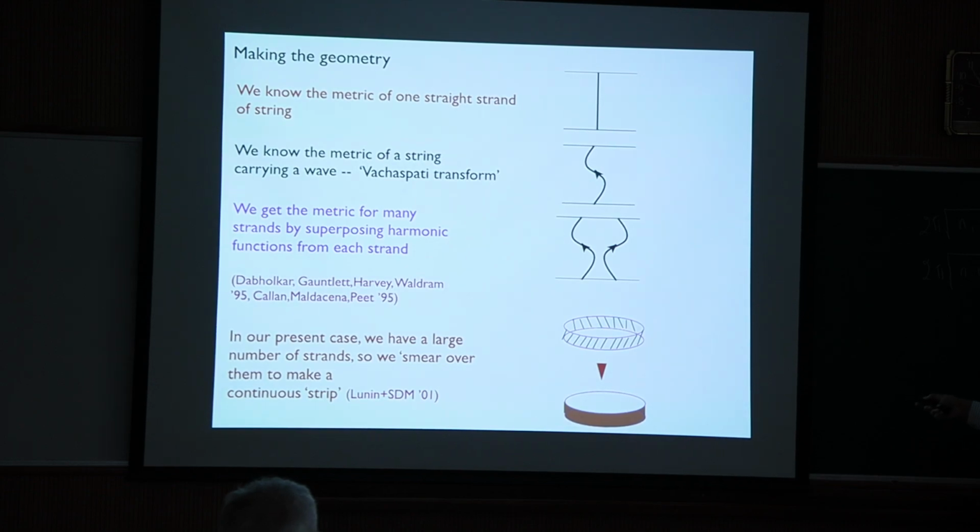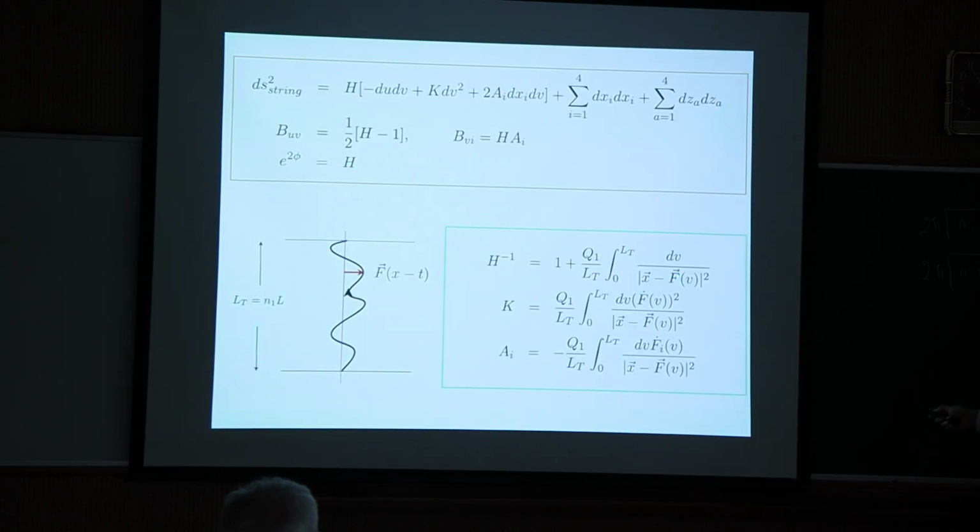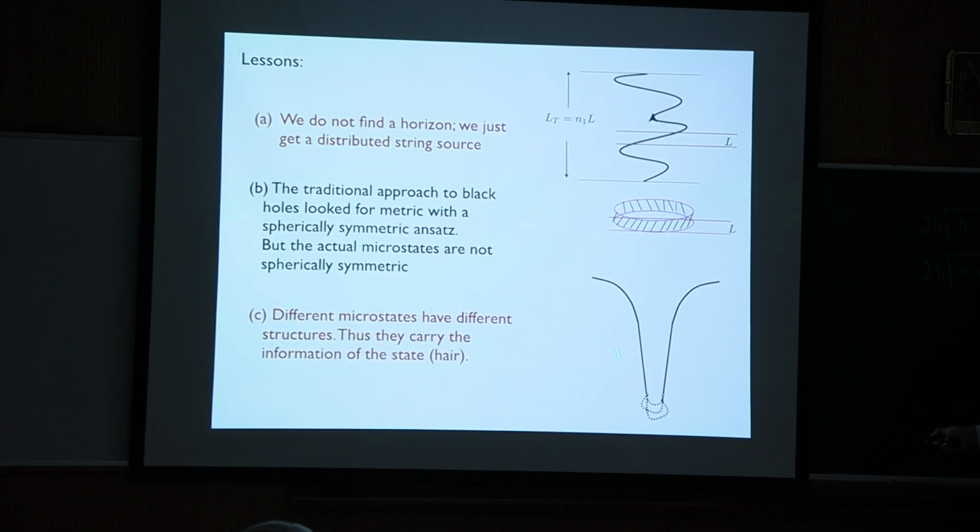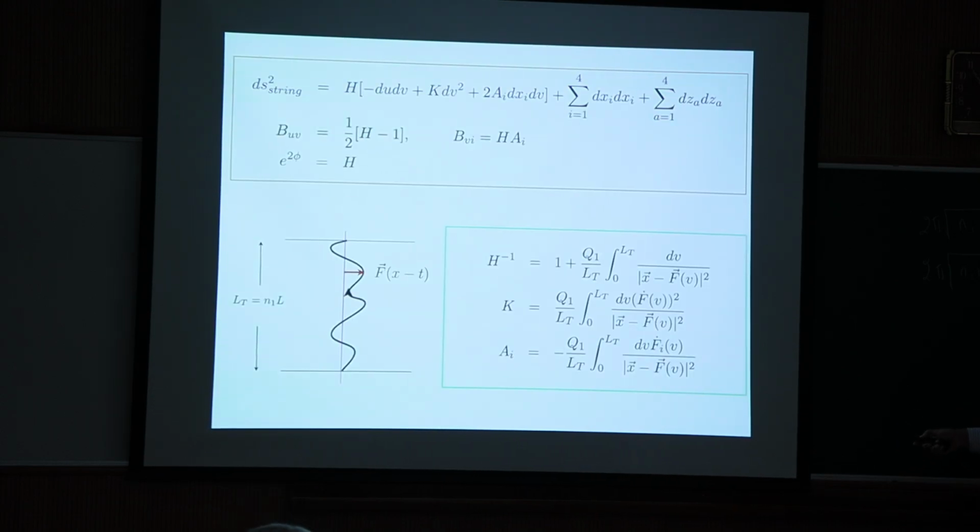Now, if you have many strands, you have to add over all the different strands. That's what this integral is coming from. I'm adding over many strands. But after that, there is nothing else. You smooth it out and you get this answer. And then you just put this integral and you put it here.